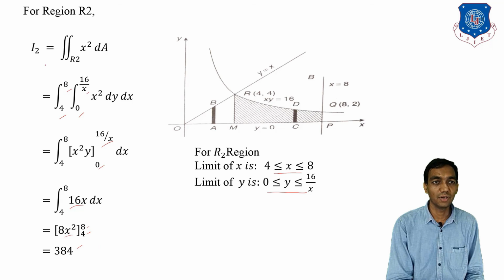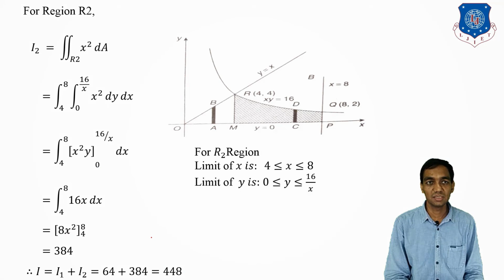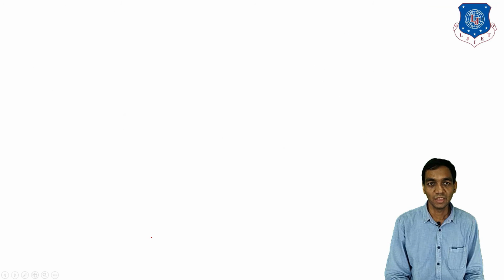And once you have the value of I1 and I2 both, then your I will be nothing but I1 plus I2. So that will give you 64 plus 384, and that will give you the answer 448. Okay. So this is the answer of your example.